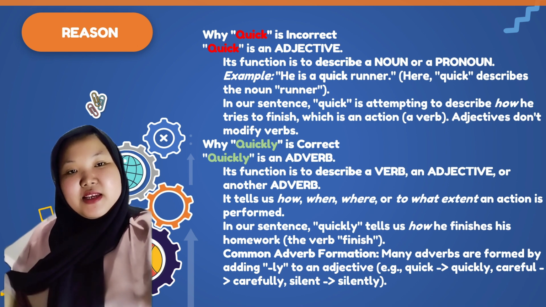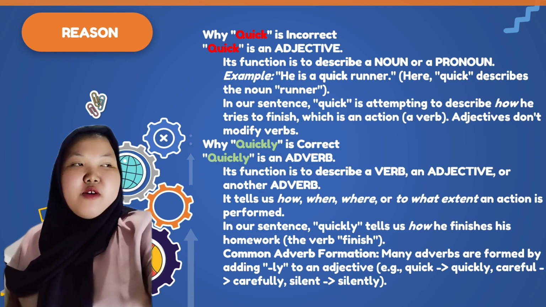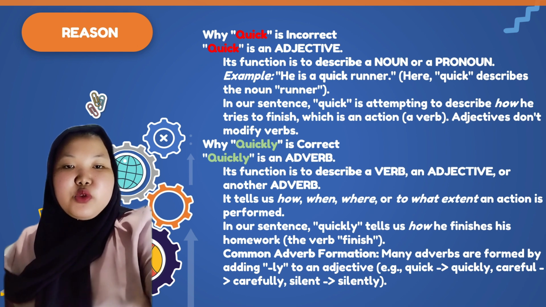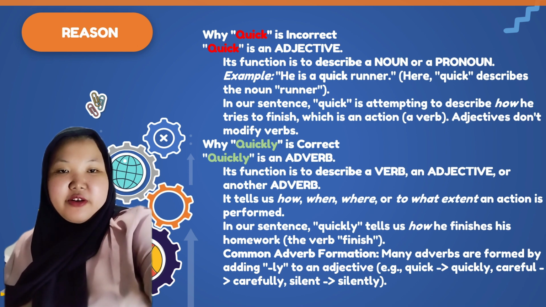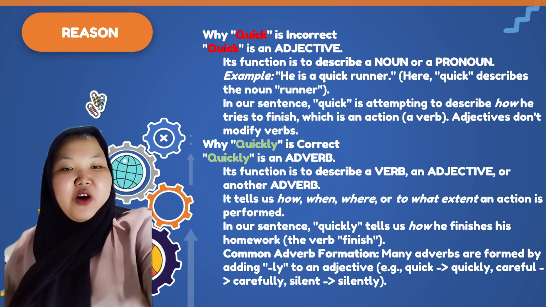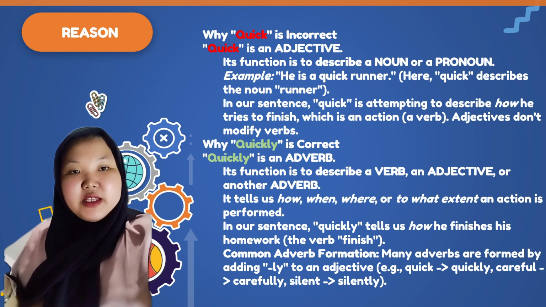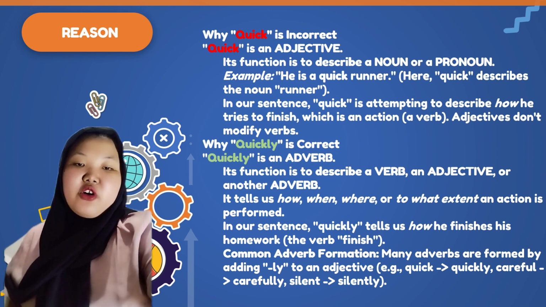Bonus tip: many adverbs in English are formed by adding "ly" to an adjective. Quick, quickly. Careful, carefully. Silent, silently. So always remember: use an adverb like quickly to describe an action, and an adjective like quick to describe things or people.